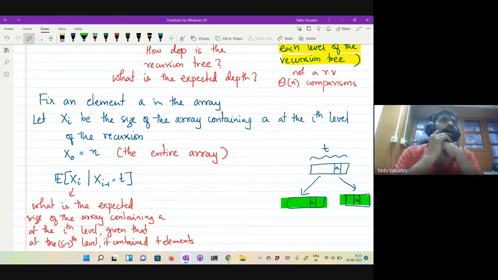No. What I'm not talking about is this being pivoted, right? You don't know what this array is now. All you know is that it contains t elements, right? So with probability 1 over t, it will be, what is it that you're saying?